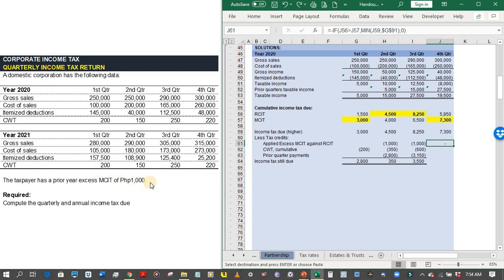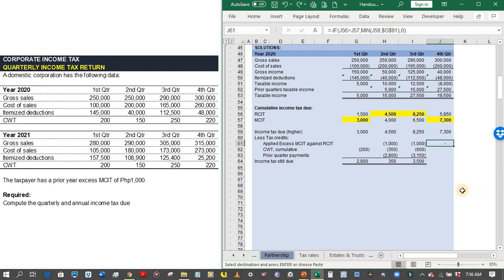Again, I repeat, the 1,000 pesos excess MCIT prior to 2020 is not yet applied in 2020. Because excess MCIT is considered applied against RCIT only during the fourth quarter or annual reporting. So the applied excess MCIT against RCIT during the first three quarters is not yet final. The application of excess MCIT is considered final when it is applied at year end, which is the fourth quarter filing. So in this case, since MCIT is greater than RCIT for the year 2020, the 1,000 pesos excess MCIT from the prior period is not allowed to be deducted and is still available for deduction in 2021. So let's proceed to the CWT.